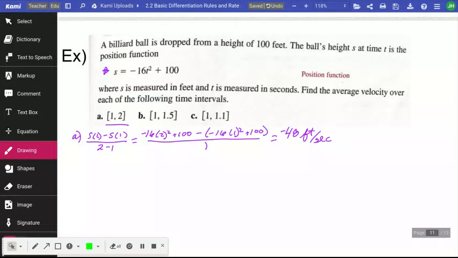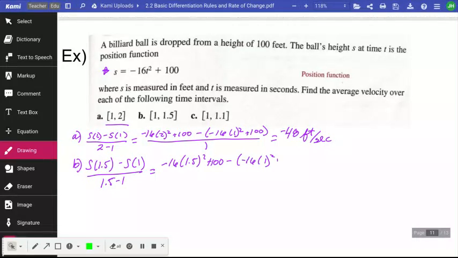All right, so then B. We're going to do the same thing. You're going to do s of 1.5 minus s of 1 all over 1.5 minus 1. Okay, so you're going to plug those in. Negative 16 times 1.5 squared plus 100, minus negative 16 times 1 squared plus 100. And then all over 1.5 minus 1, which is 0.5. And then you're going to simplify that, and you'll actually get negative 40 feet per second.